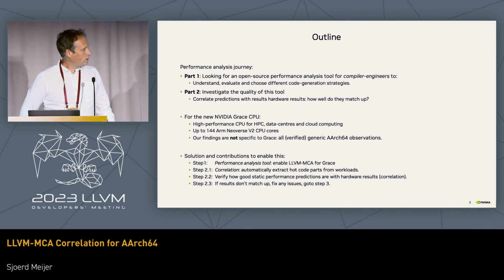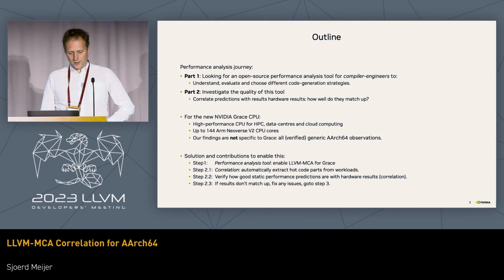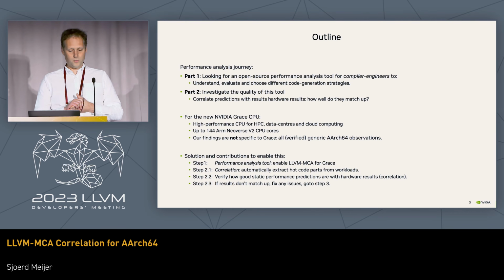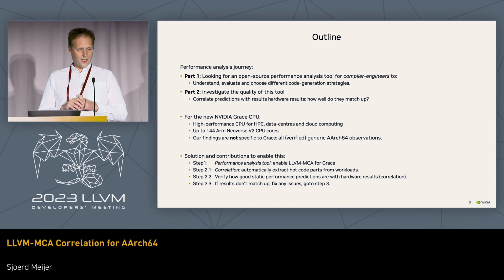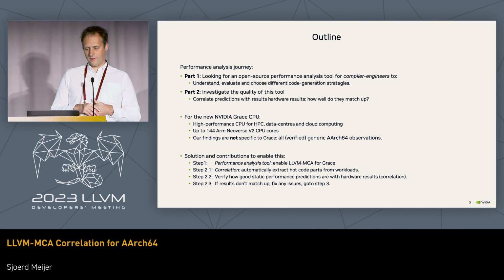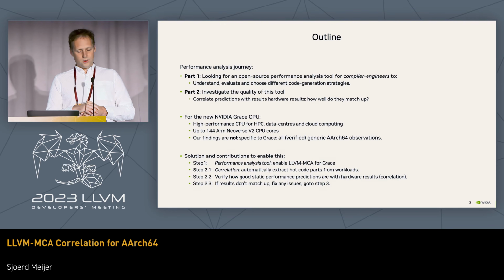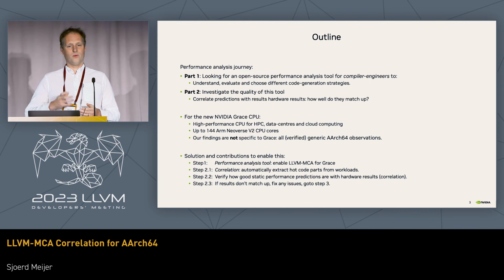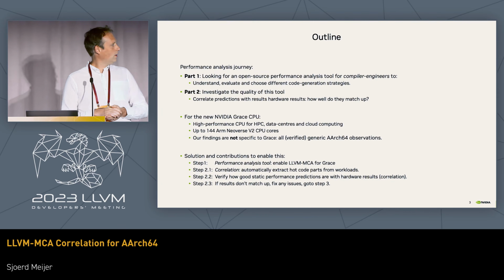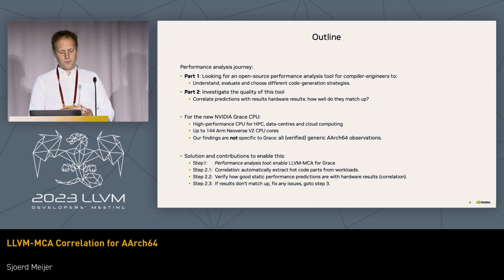So the outline of this talk, the outline of our journey too, has 2 parts. First, we were looking for an open source performance analysis tool for compiler engineers to evaluate workloads and then to make different decisions, possibly. Then, once we have that, we want to investigate the quality of this tool. So we want a performance analysis tool that makes static predictions of the performance. And then we want to check how good these predictions are with results obtained from hardware. We are doing this for our new NVIDIA Grace CPU.